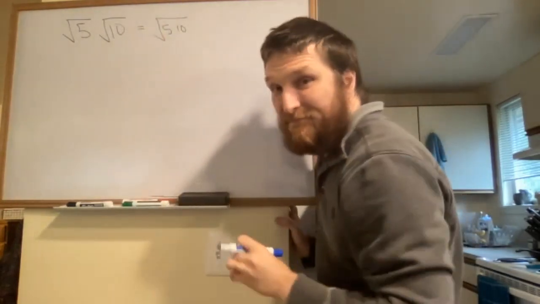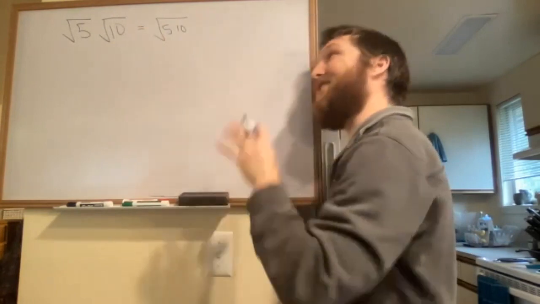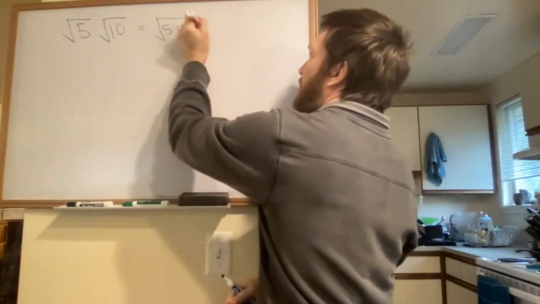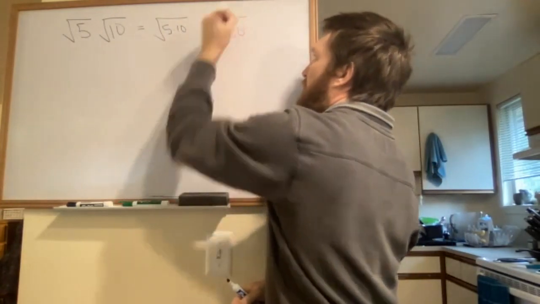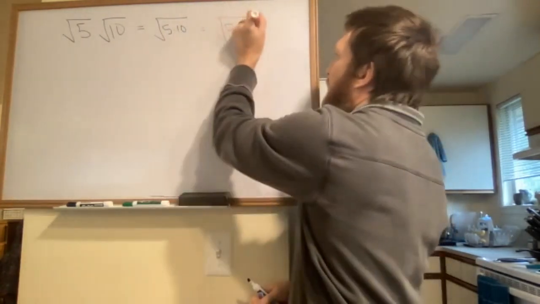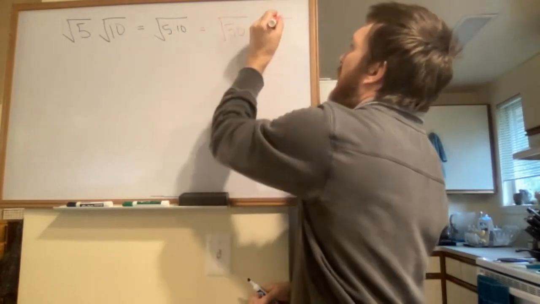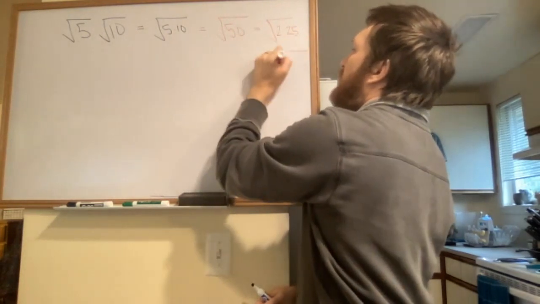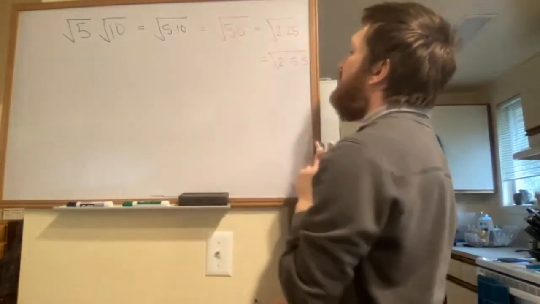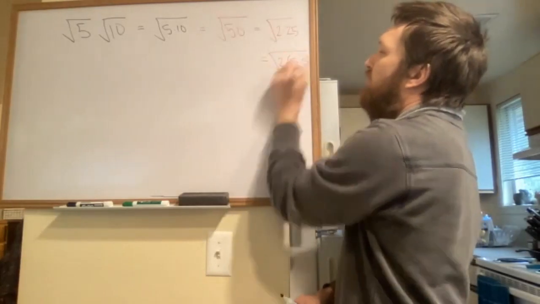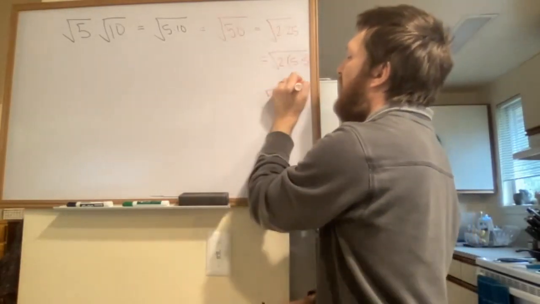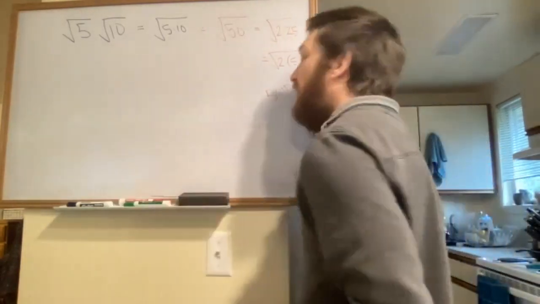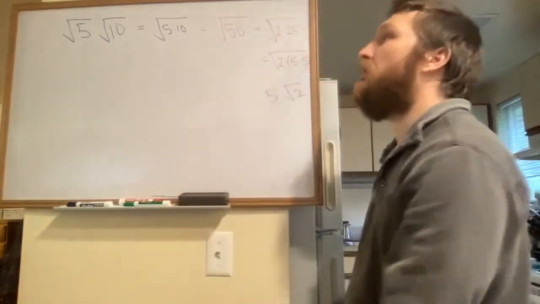If you want, you could do this. You could say, okay, well, 5 times 10 is 50. And then 50 is 2 times 25, which is 2 times 5 times 5. And since we're doing a square root, every group of 2, we get to pull out 1 and you get 5 square root of 2. That's cool. That's a perfectly good way of doing it if you want to do it that way.